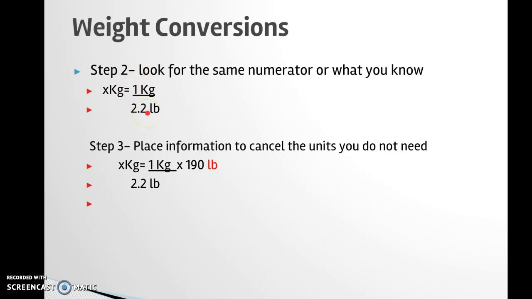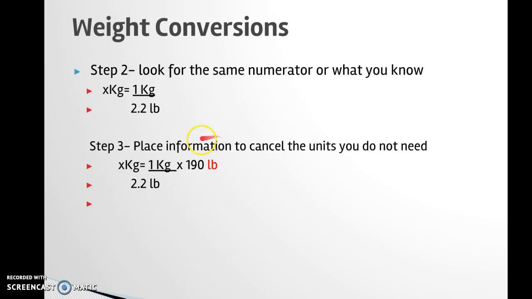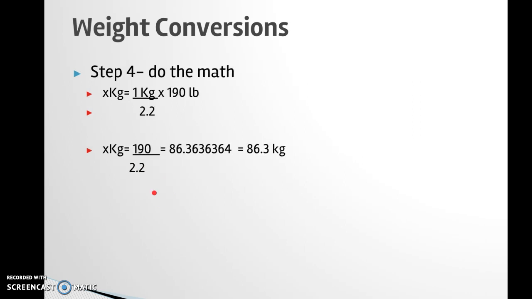Sorry, I'm trying to get caught up on my sheet here. So the first part of our problem is 1 kilogram, 2.2 pounds. Now if we look at this bottom number, we need to get rid of that pound. So we're going to take 1 kilogram over 2.2 pounds and multiply it times the 190 pounds that the patient weighs. If you go back to our problem, the patient weighs 190 pounds. So I'm going to cross off the pounds at the 190 and the pounds at 2.2. And we're going to do the math on the next page.